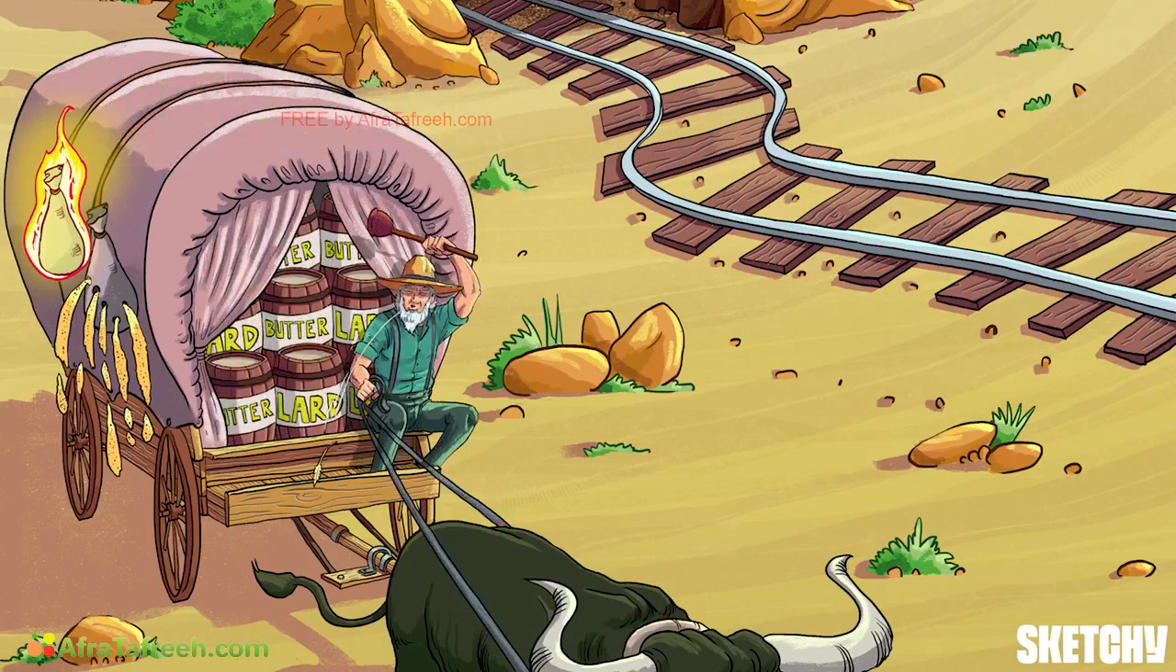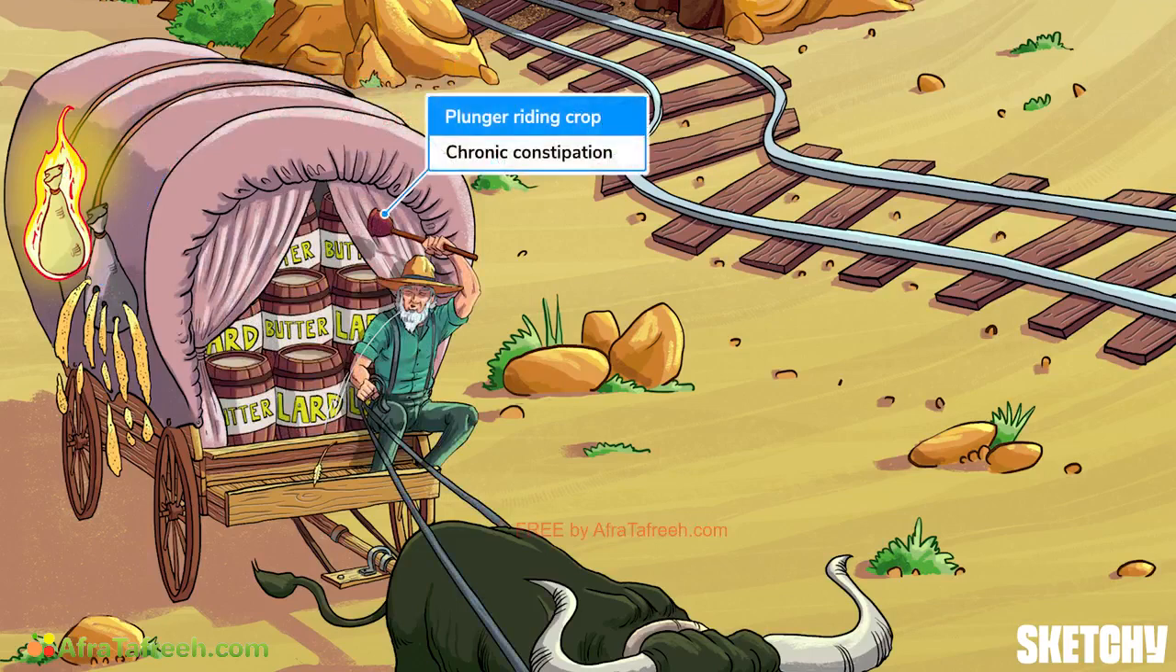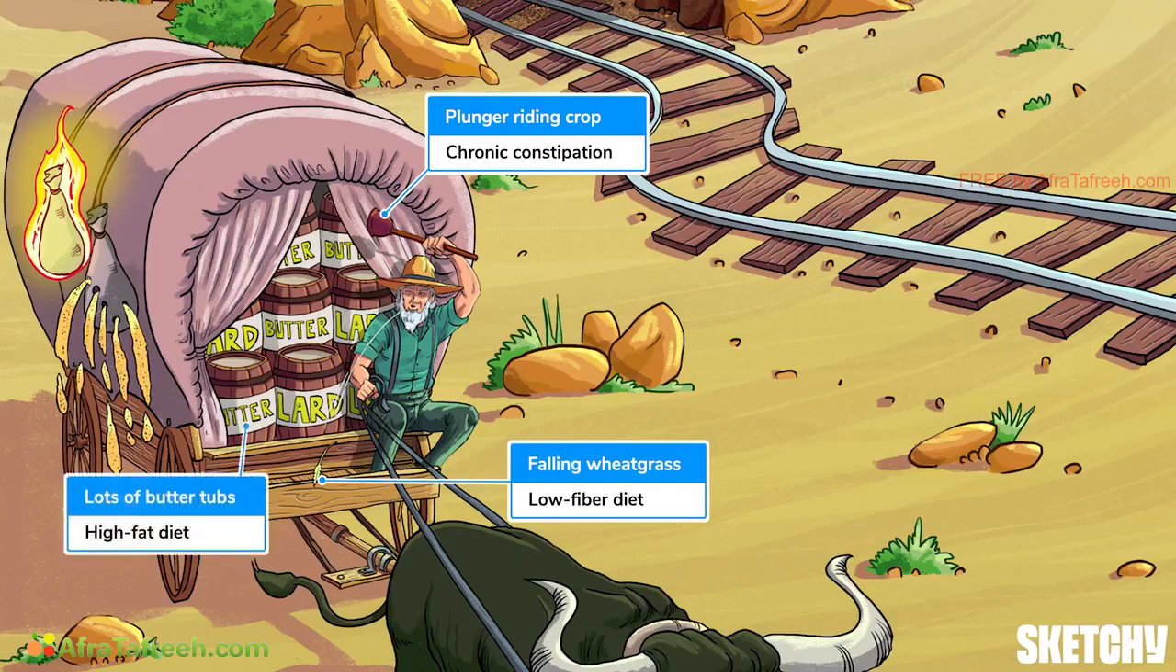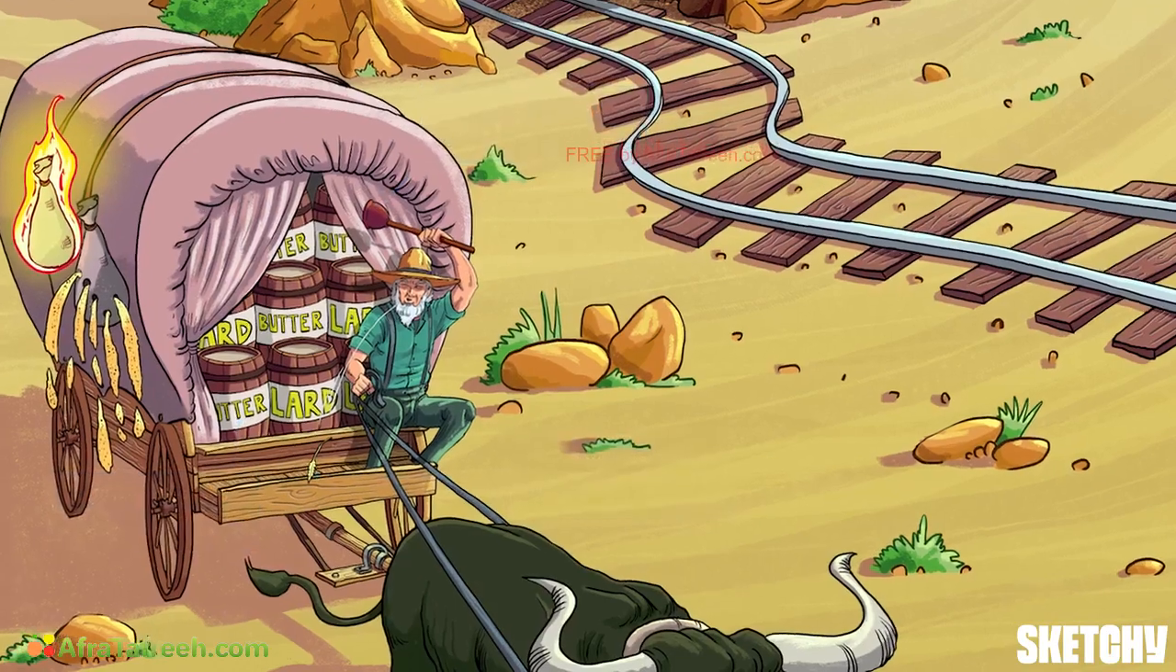Risk factors that contribute to diverticular formation include chronic constipation, hence why our driver is using this plunger, our recurring symbol for constipation, as a riding crop, and a low-fiber, high-fat diet, shown here by this falling wheatgrass and those tubs of butter and lard being transported. All that fat must be in high demand in the Wild West. Other risk factors include older age, sedentary lifestyle, heavy meat consumption, obesity, and, as with everything, smoking.